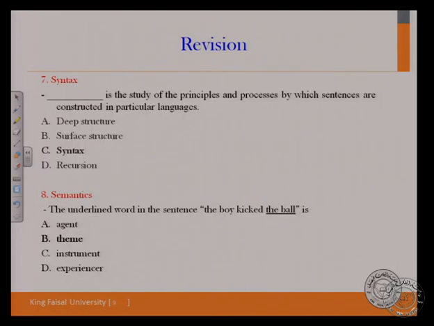This is a definition one. Syntax is the study of the principles and processes by which sentences are constructed in particular languages. Which is the answer? Of course the answer is syntax. In semantics, the underlined word in the sentence, the boy kicked the ball, is it considered as an agent, theme, an instrument, or experiencer? And of course here the answer, the ball, is considered as theme. If the line is under the boy, the answer will be the agent.